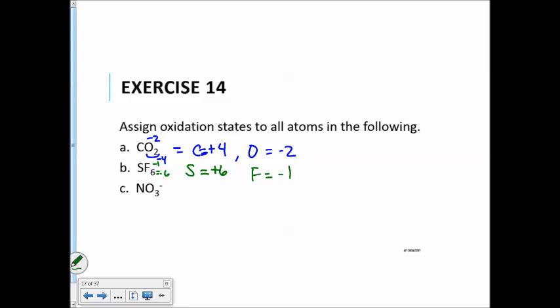Nitrate. Oh, this one's fun. Oxygen, still -2. This makes up -6. But remember, our total needs to add up to -1 here. So in this case, if there's only one nitrogen, what plus -6 is going to give me -1? So in this case, the nitrogen is a +5. The oxygen still carries the -2 oxidation number.